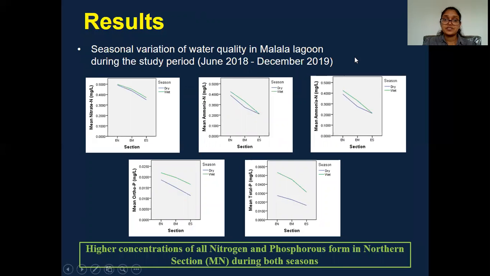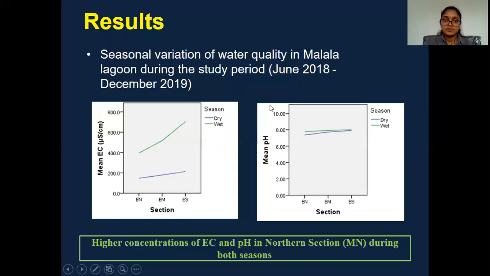This is the seasonal variation of water quality in the Malala Lagoon. And here you can see higher concentrations of all the nitrogen and phosphorus forms were recorded in the northern section, and also higher concentrations were recorded during the wet season than the dry season. This is the seasonal variation of electrical conductivity and pH. Here you can see in both seasons lower electrical conductivity and pH were recorded in the northern section. However, the higher concentration was recorded in the wet season than the dry season.